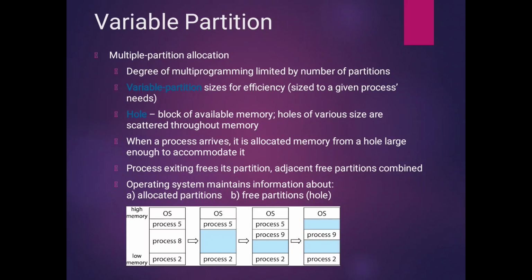The operating system maintains information about allocated partitions and free partitions, that is, which spaces are allocated and which are free. The allocated portions are the variable partitions, and the free spaces are the holes. Consider memory with three processes. In the first slot, process 5, process 8 and process 2 are available. In the second slot, only process 5 and process 2 are available, so at that time process 8's space is a hole. Afterwards, when process 9 arrives, its burst time is small compared to process 8, so it occupies a small space, and some space is still available in the hole.